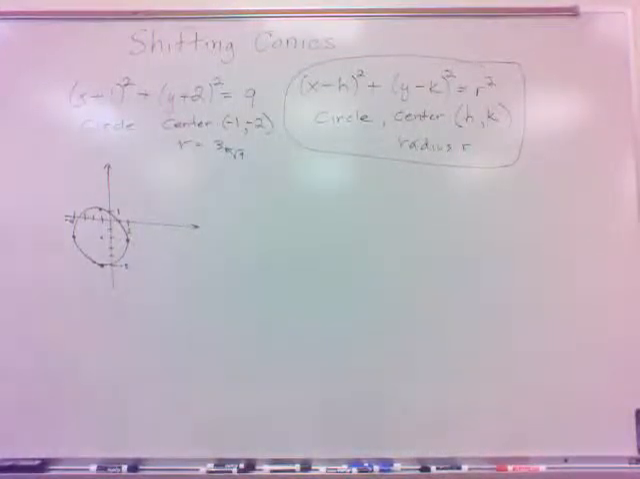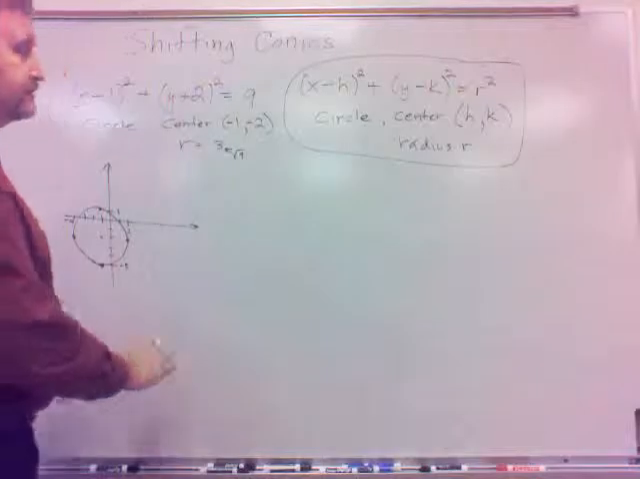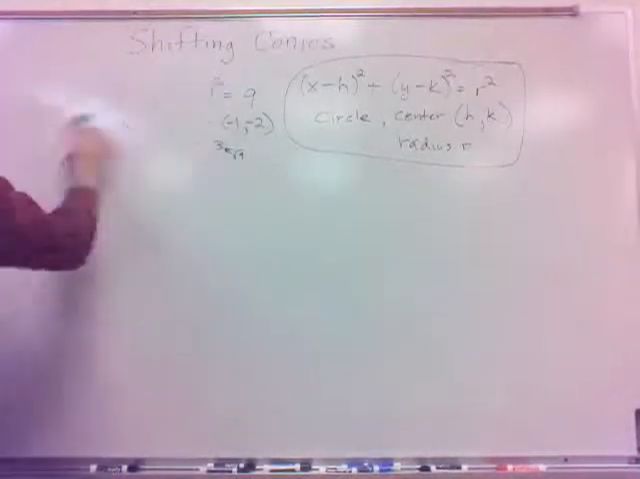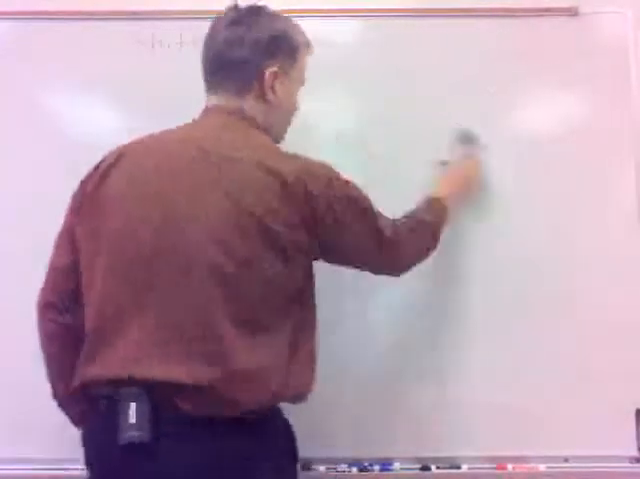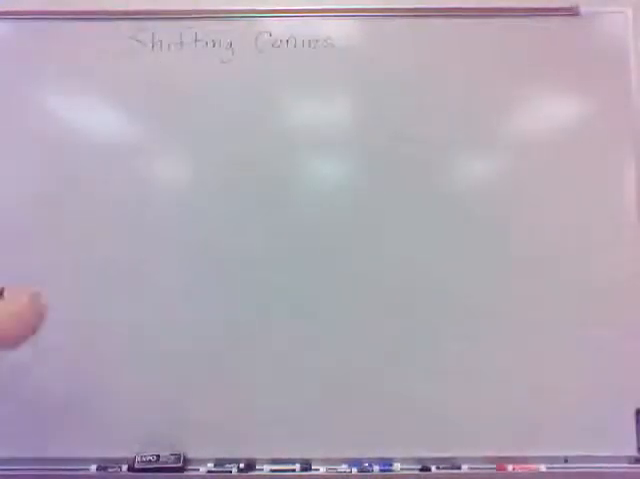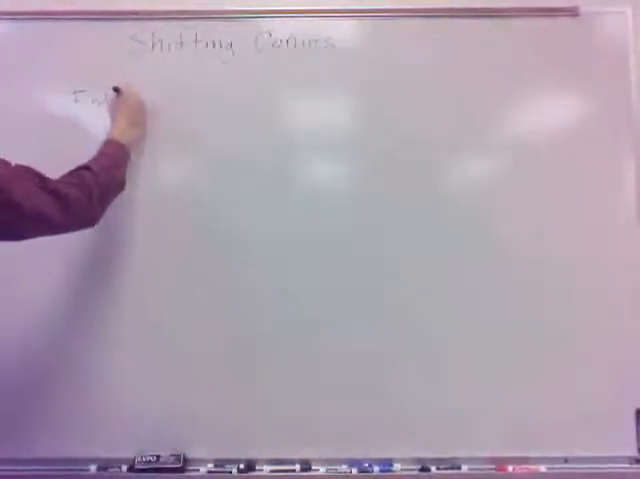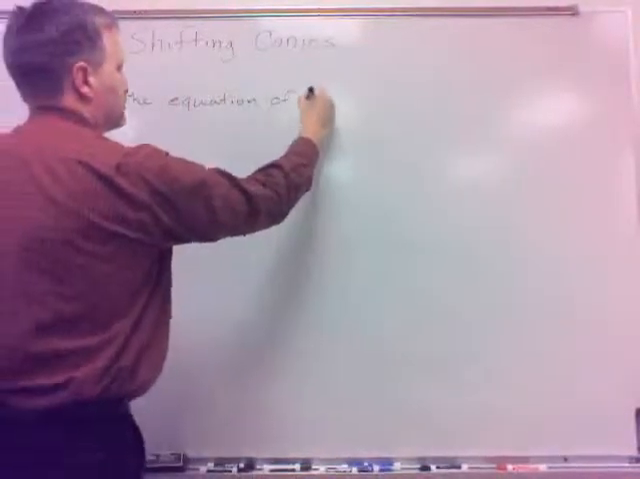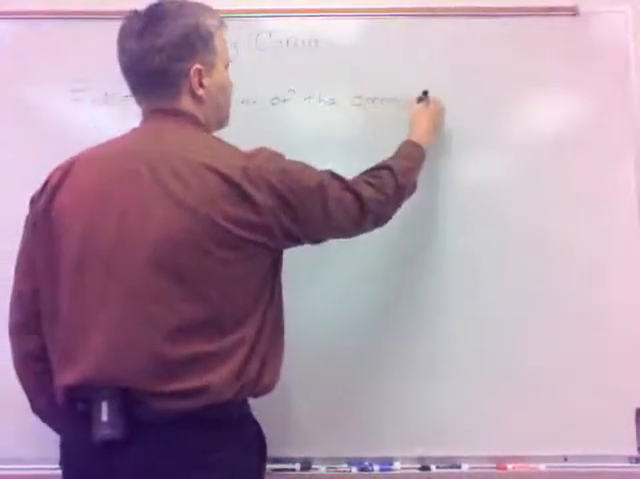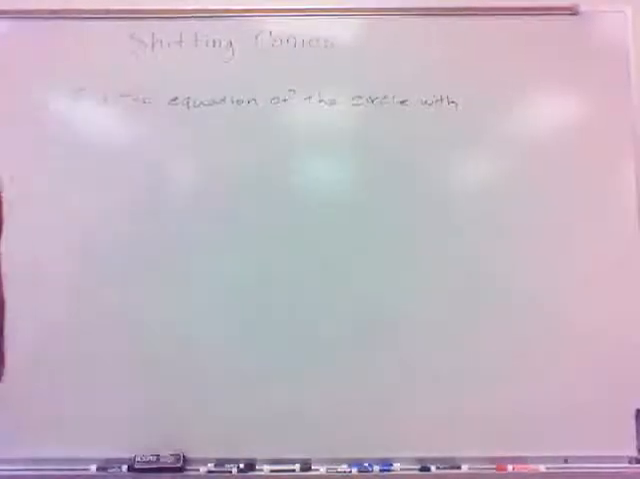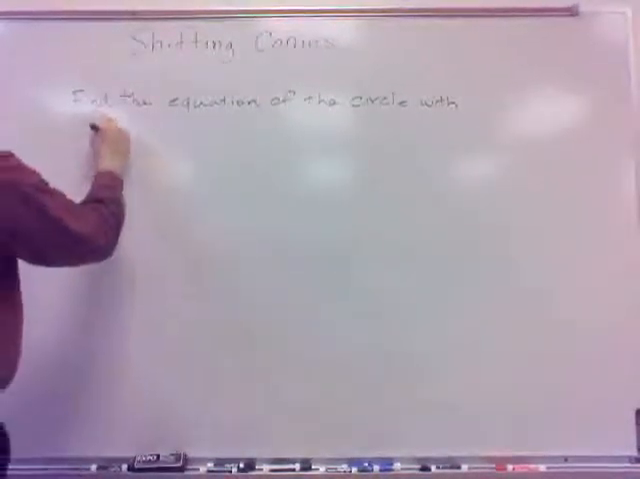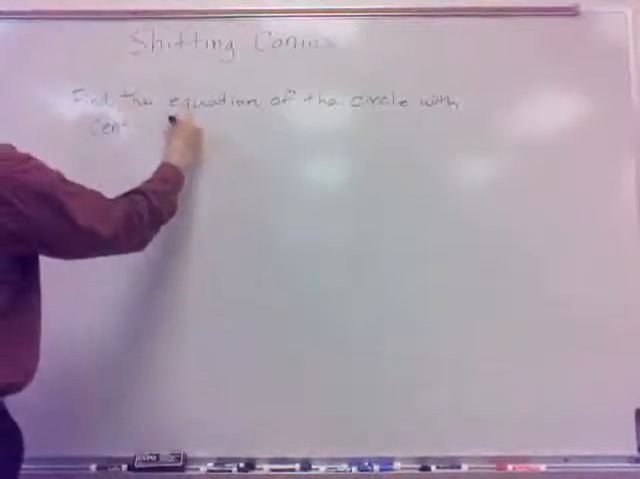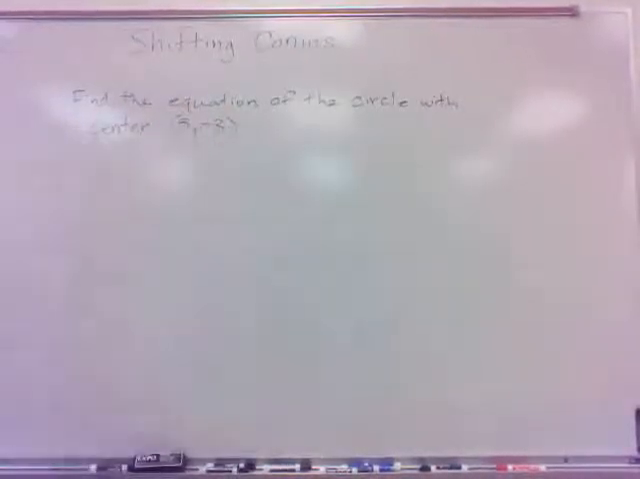Well, we can also go the other way. Here we took the equation and went to the graph. What if I knew the information about my circle and wanted to find the equation, for example? Find the equation of the circle with center 5, -3 and radius 7.